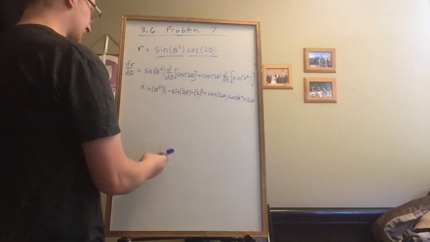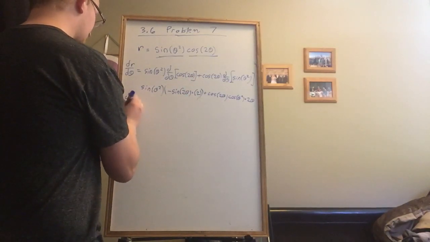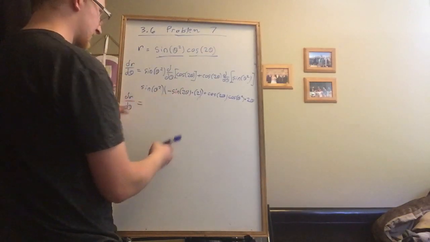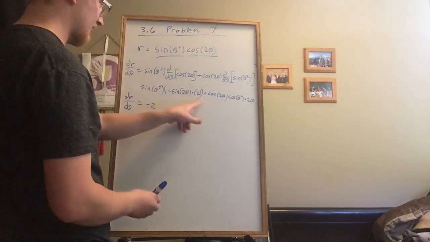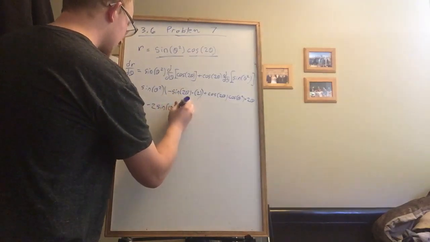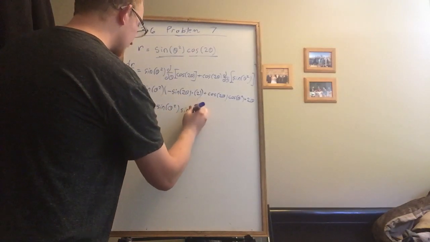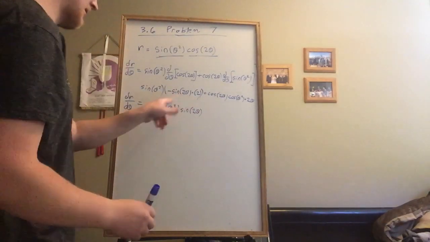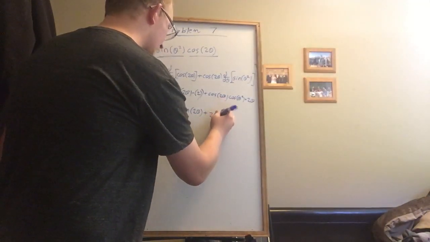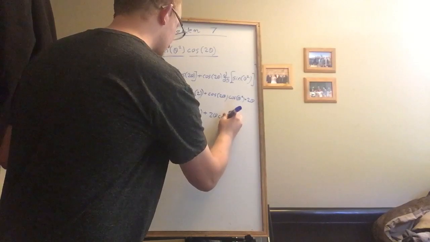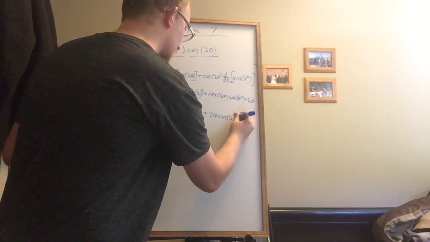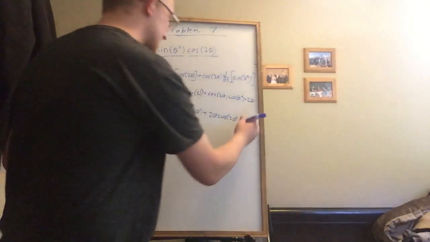Now at this point, we're just going to simplify the expression. So dr d theta is equal to, well, we have many different terms here. Here's a minus 2 that we'll put out front. Then we'll have this term, sine of theta squared times sine of 2 theta, this term right here. Then we're adding 2 theta times cosine of 2 theta times cosine of theta squared.